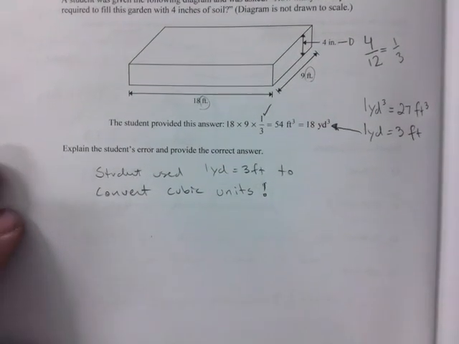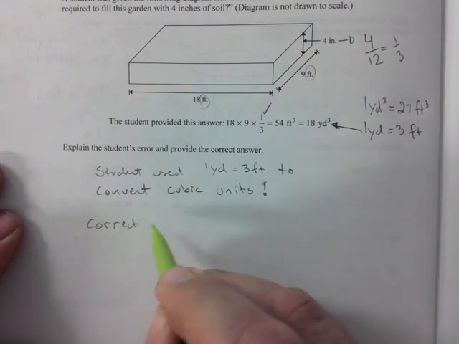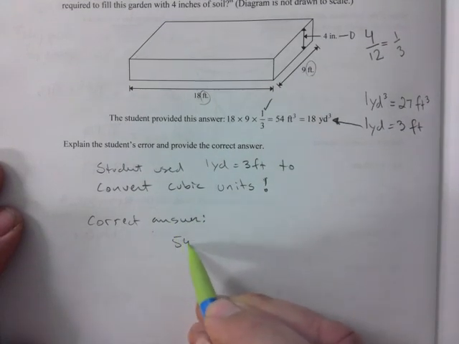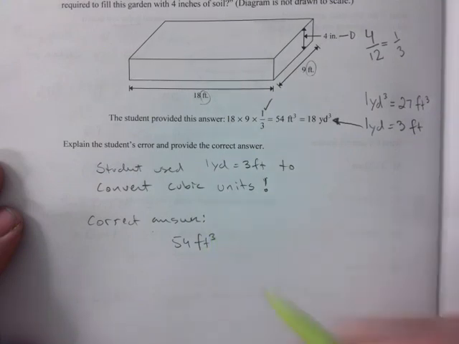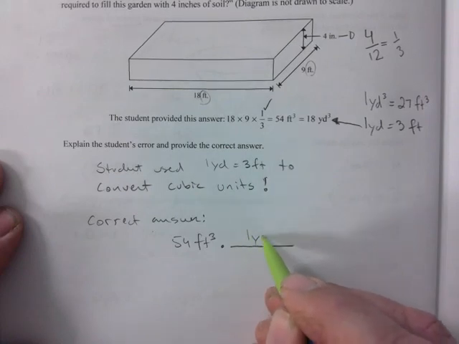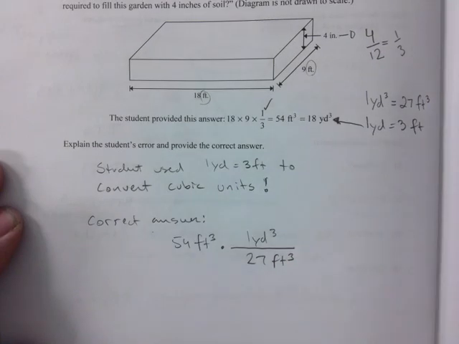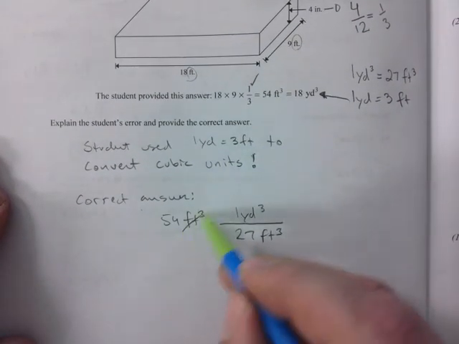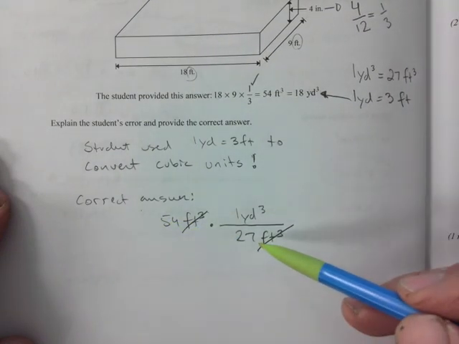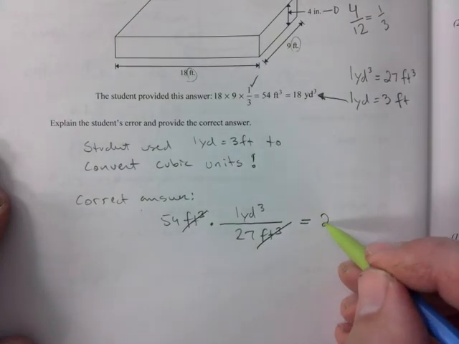How dare you, right? The correct answer would have been 54 cubic feet times, if you want cubic yards, 1 cubic yard has 27 cubic feet, like so. You cancel out the cubic feet. So it's 54 divided by 27. And that is 2, right?